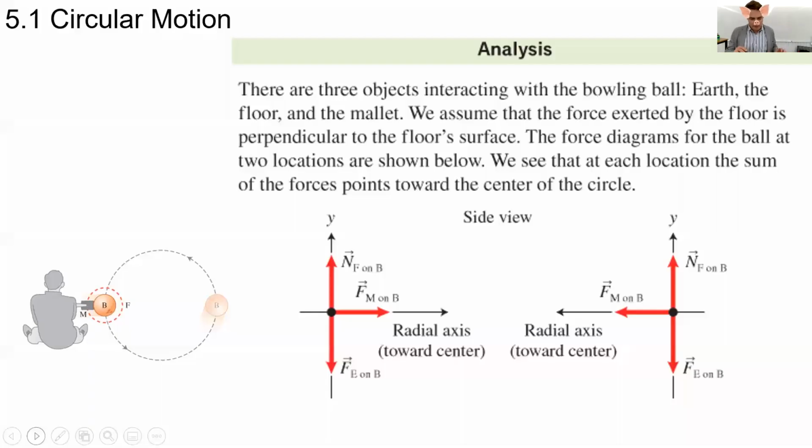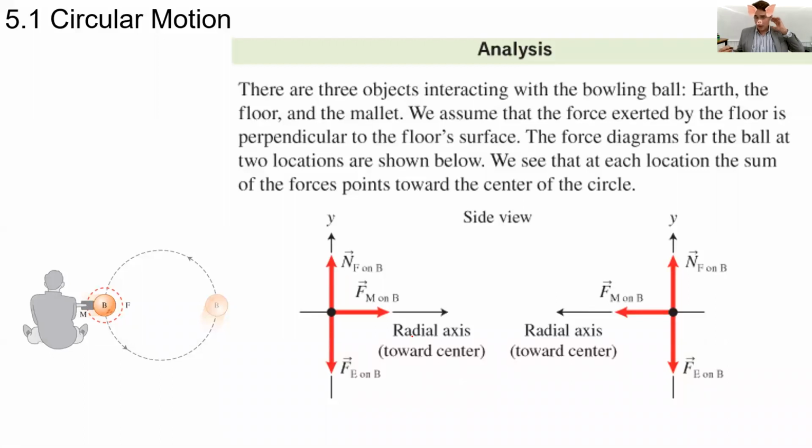The free body diagrams for the bowling ball: if you look at it from the side, there is a vertical normal force and a vertical downward force of gravity. But since you're hitting it sideways, the mallet is hitting it in this direction, which is toward the center of the circular path.